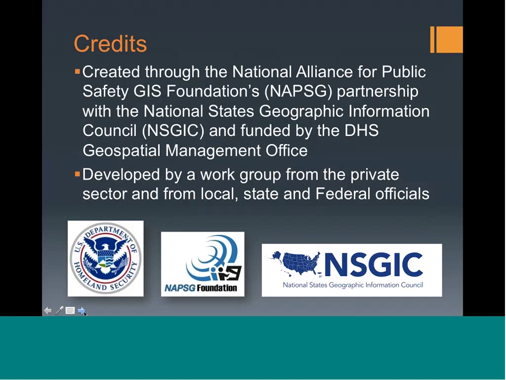This is all part of a partnership between NATSIG, NISGIC, which is the National States Geographic Information Council, and the Department of Homeland Security's Geospatial Management Office. The working group is from the private sector, whether it be not-for-profit or for-profit, and local, state, and federal officials. The scope of work that we dealt with on this project was for the continental United States, the East Coast, the Gulf Coast, the West Coast, and the Great Lakes region as well. And we dealt with not only summer storms that I'm from the East Coast that I'm more familiar with, but also winter storms.